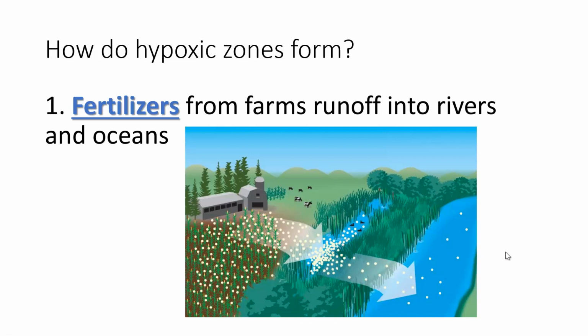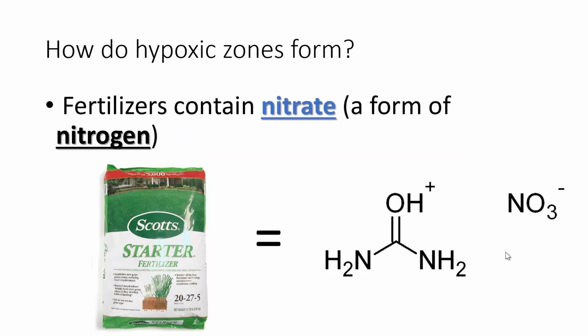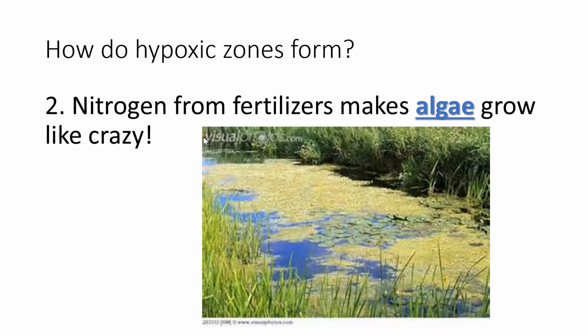So why is that such a problem? Well, fertilizers contain a nutrient called nitrate. Nitrate comes from the word nitrogen, and nitrogen or nitrate causes algae to form in oceans. So fertilizers contain nitrate, which is a form of nitrogen, and nitrogen from those fertilizers makes algae grow like crazy. It's kind of like steroids for algae.